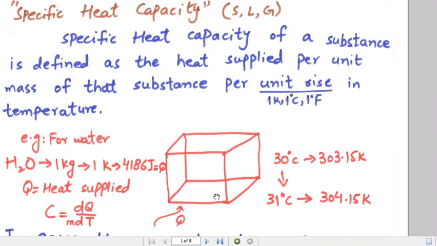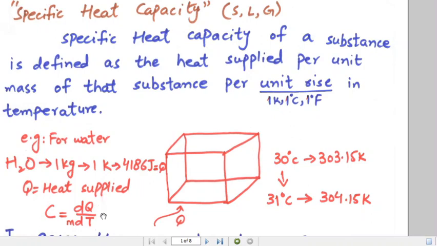That is, if you have an object of 1 kilogram at 30 degrees Celsius, the amount of heat which is required to raise its temperature to 31 degrees Celsius is known as the specific heat capacity of that substance. And we know that in case of water, the amount of heat required to raise 1 kilogram of water by 1 Kelvin is of the order of 4186 joules.